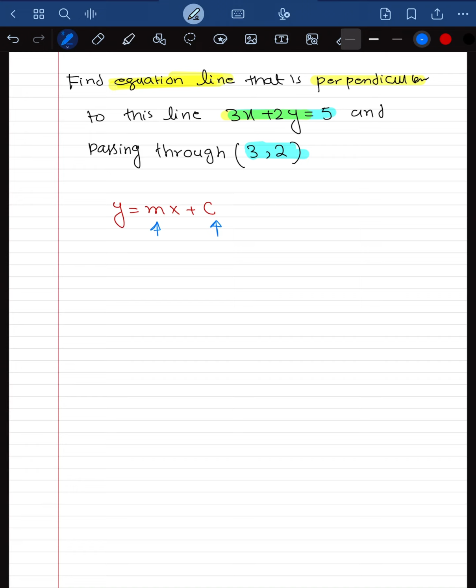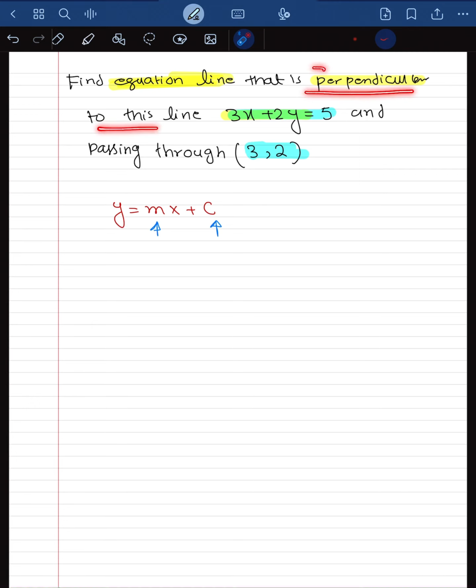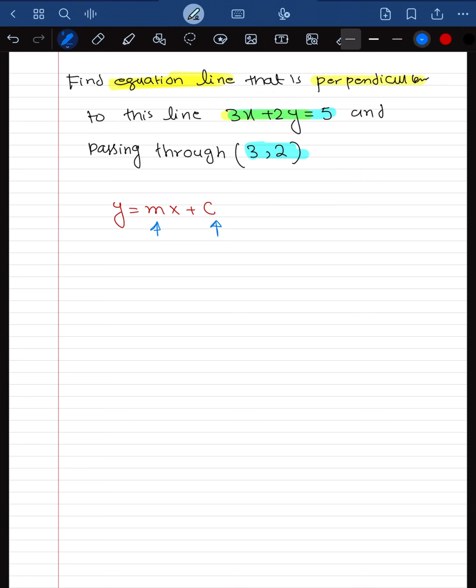Up till now we have learned that you can calculate the value of m by using this formula: y2 minus y1 over x2 minus x1. But in this question you can see that you are not given the second point, but they gave you a condition: the line is perpendicular to this line. So if you can find out the slope of this line, then you can change it into the perpendicular form, or you can take the negative reciprocal of that slope. So first of all we need to extract the slope from this line.